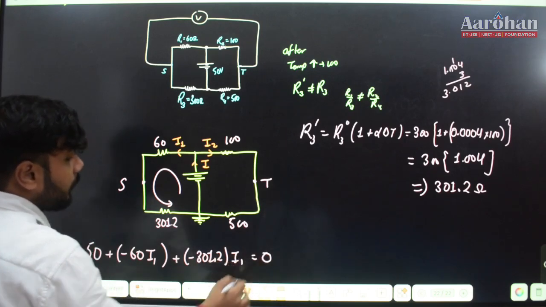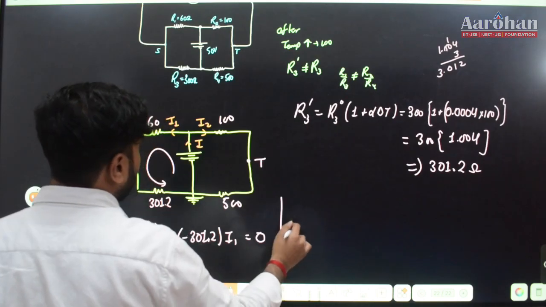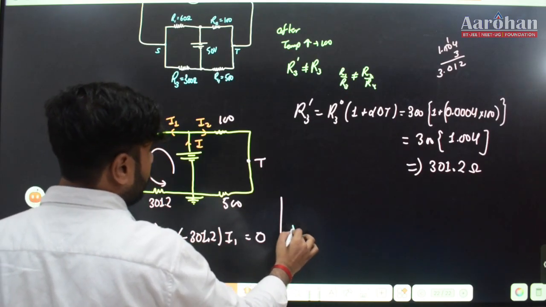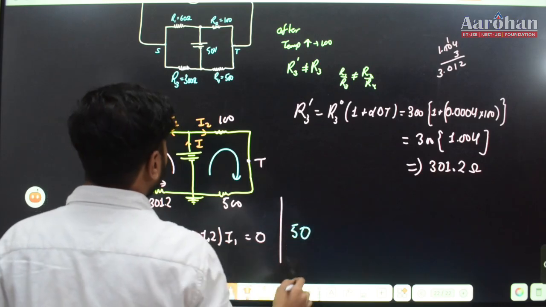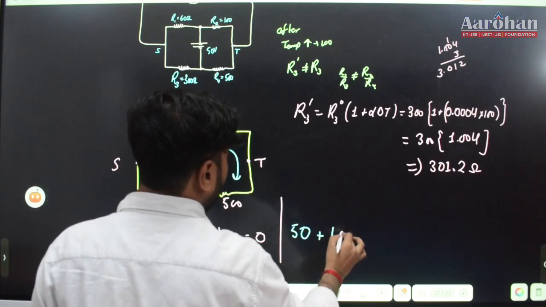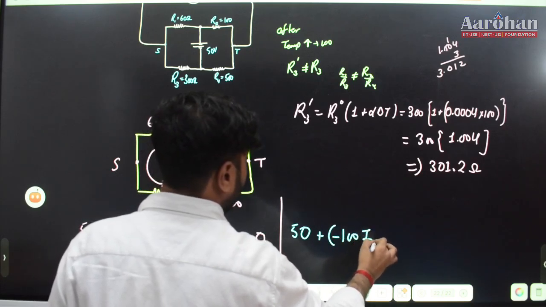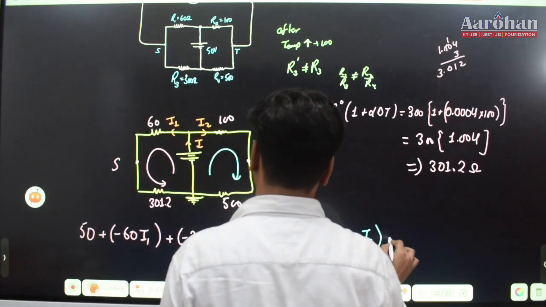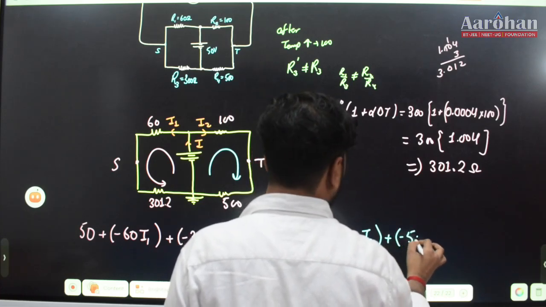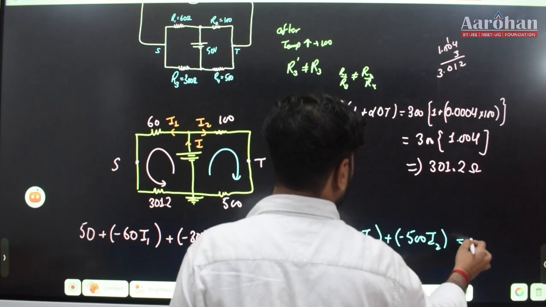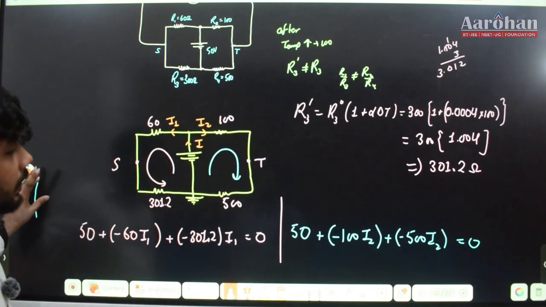So the sum with I1 will be equal to 0. That's how you get I1, and then you can get I2. I2 we can get by making another loop. So this will be 50 minus 100 times I2 minus 500 times I2, that will be equal to 0. So this will give you I1, this will give you I2. Once you have I1, I2, your part is done.